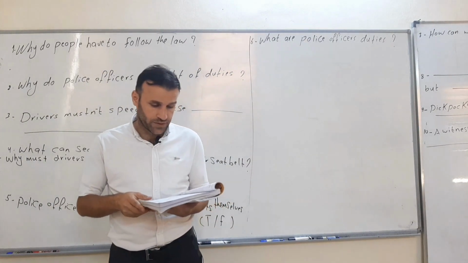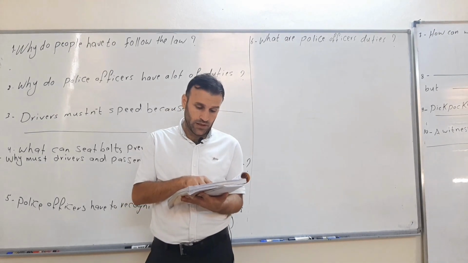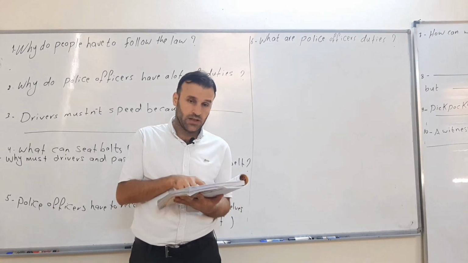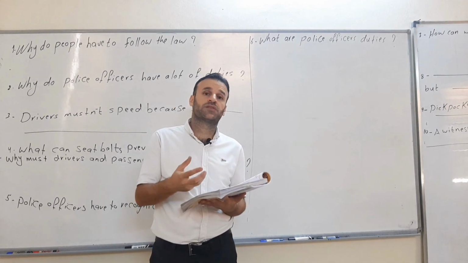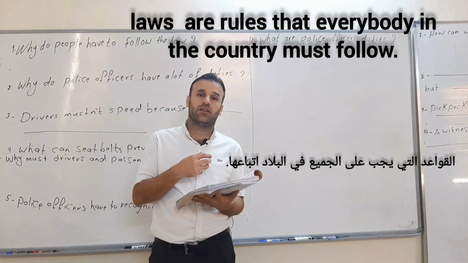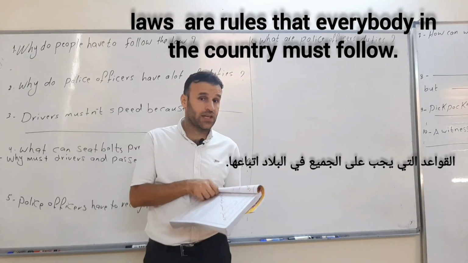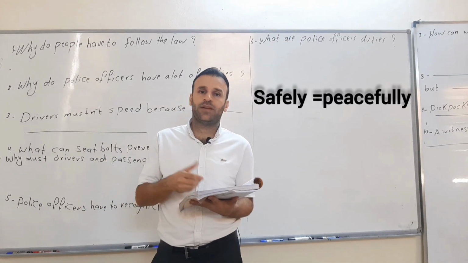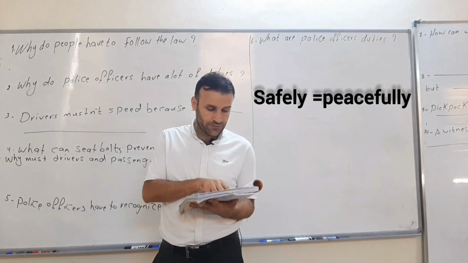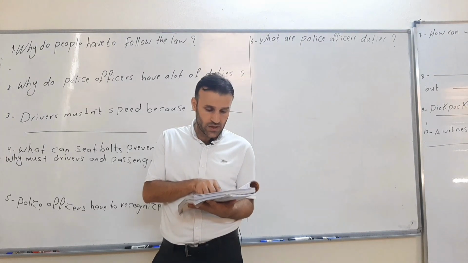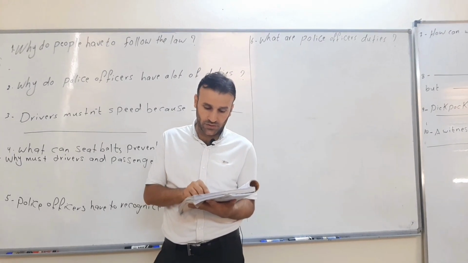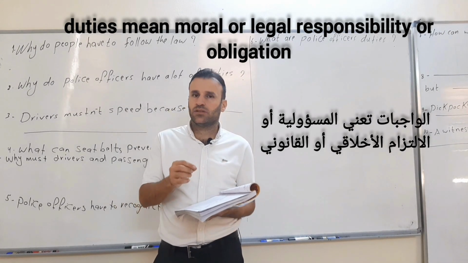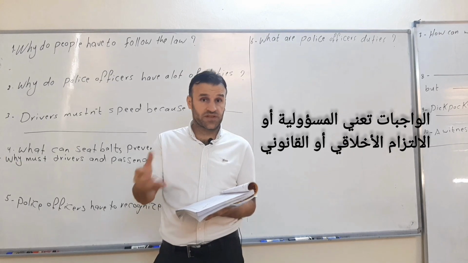Okay, I'm going to read the first passage. People have to follow the law so that we can all live together safely. Law is rules that everyone in the country must obey. I mean, must follow. Safely meaning peacefully. There are lots of different laws, so police officers have a lot of different duties. You know, the word duties means a moral or legal obligation or responsibility.